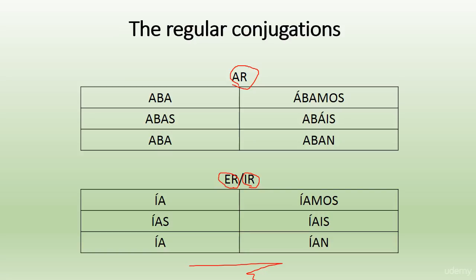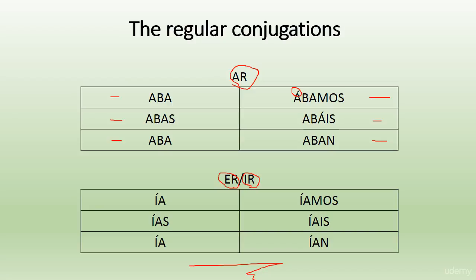AR verbs, for the yo form, you have aba, tú form abas, él, ella, usted, aba. Nosotros form, you have ábamos, vosotros abais, and the ellos, ellas, ustedes form aban. Note the written accent here, which becomes important when you're forming verb conjugations using the imperfect tense.